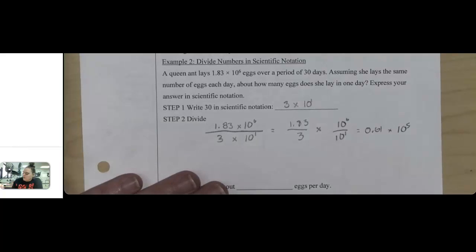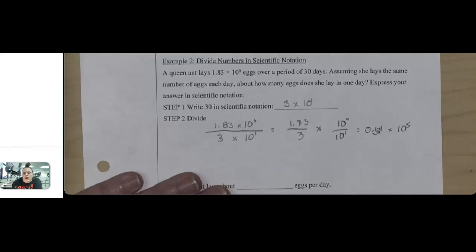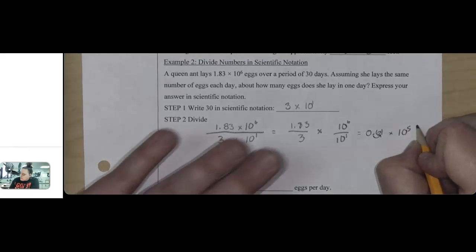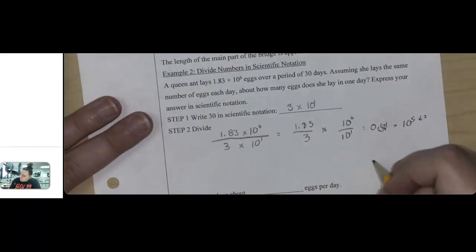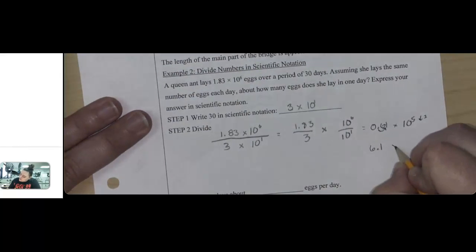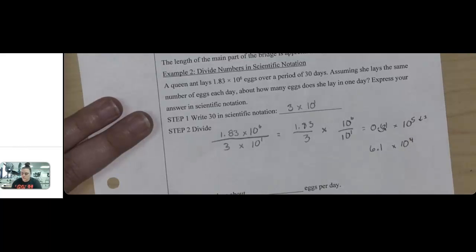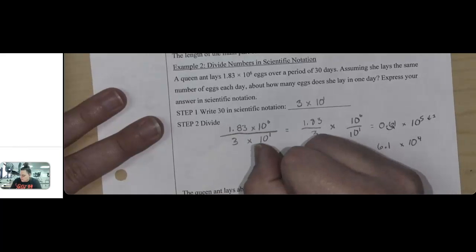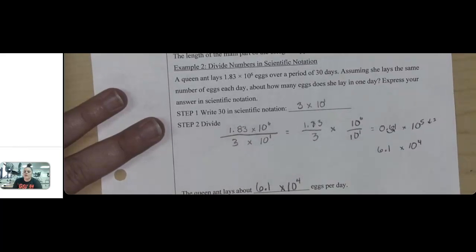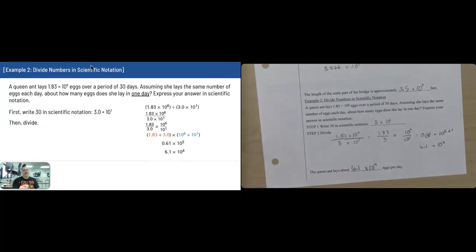Now we need to write this in proper scientific notation, so we need to move our decimal actually 1 to the right, which means our power will go down by 1. So we have 6.1 times 10 to the 4th power. So the queen lays about 6.1 times 10 to the 4th power eggs every day. That's over 6,000 eggs a queen ant lays every day.